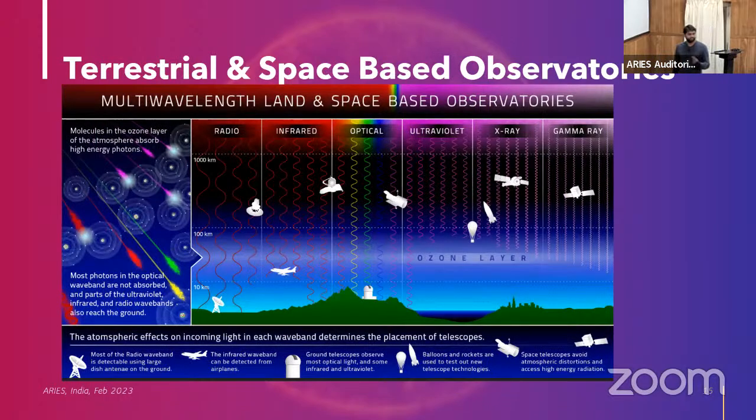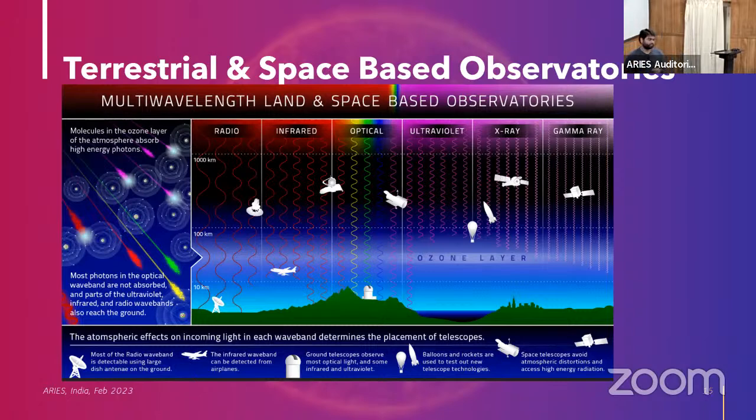Now, what do we actually see in the instrumentation? From the instrumentation point of view, since these eruptions occur across a wide range of the electromagnetic spectrum, you need to design instruments accordingly. For example, gamma ray, X-ray, and ultraviolet are high energy bands. You cannot observe them from Earth. You need a space-based observatory to see them, and there are multiple observatories at these high energy bands.